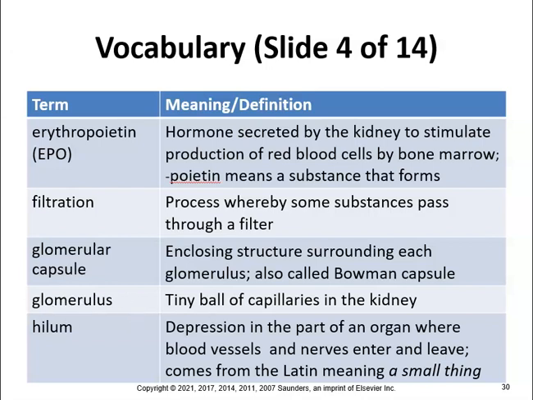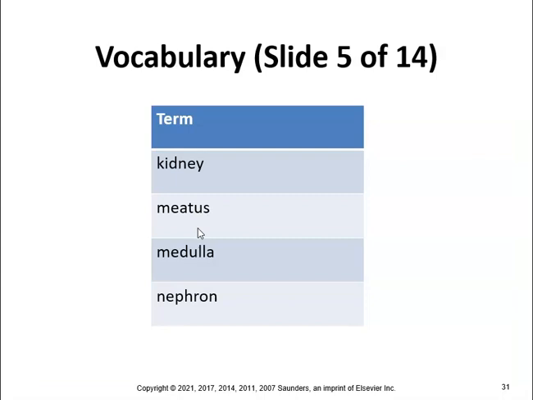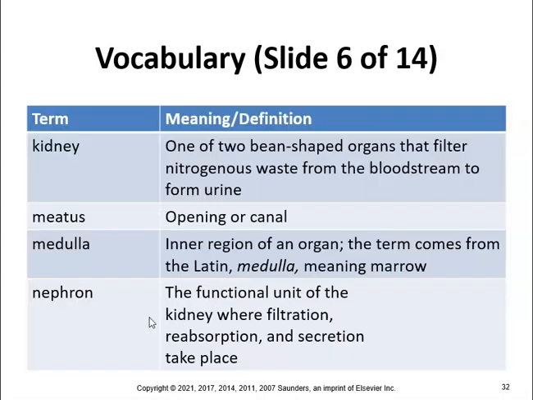The hilum is a depression in the part of the organ where blood vessels and nerves enter. So there's a hilum in lungs as well. Comes from the Latin word meaning a small thing. Kidneys, a meatus, medulla, and a nephron. So again, the nephron is the functional unit of kidney where filtration, reabsorption, and secretion take place. And that includes the glomerulus.